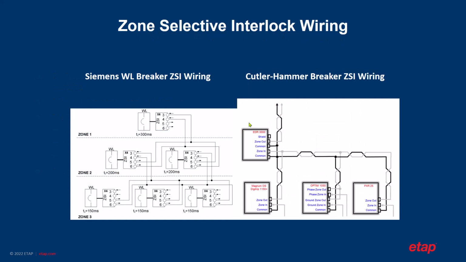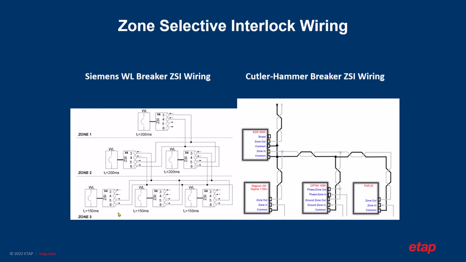In this slide, we have two more examples. One for the Siemens WL breaker wiring scheme, one for the Cutler-Hammer breaker ZSI wiring scheme. So to the left, you can see we have input 3 and 4 terminals, output 5 and 6 terminals, and you can see the output is connected to the input of the upstream. And same here for zone 2, where 5 and 6 are connected to the upstream 3 and 4 terminals.